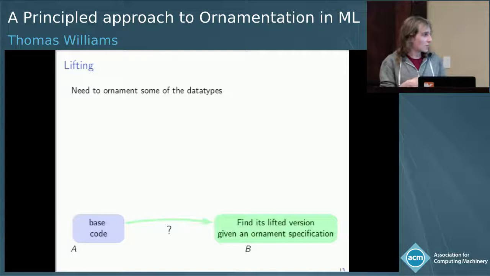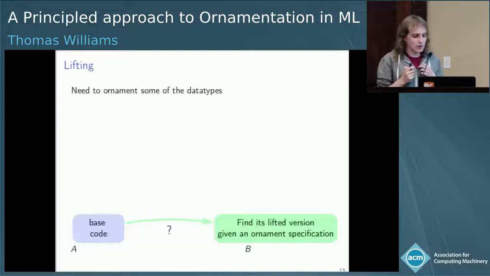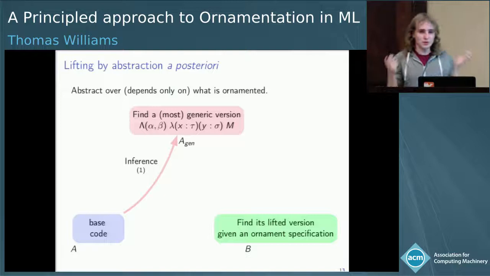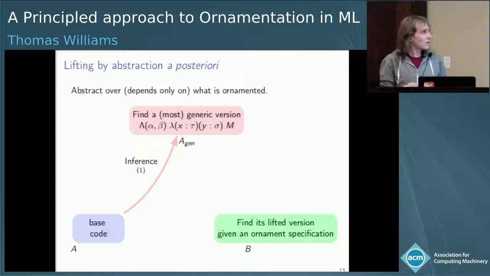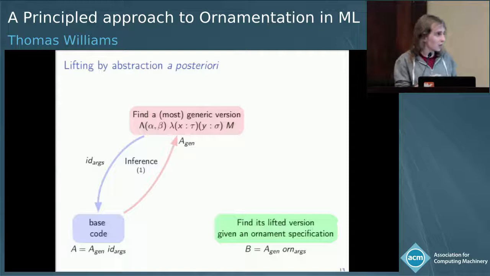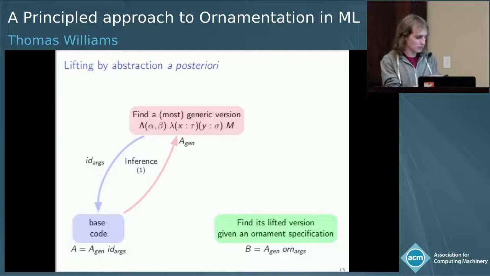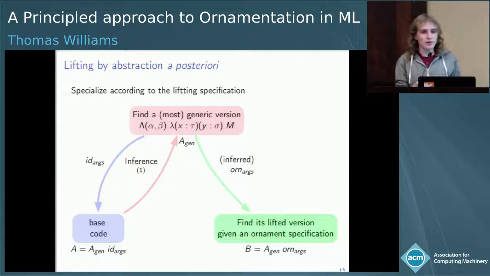So what we'll start by doing, because this looks like a good process that we would want to use, is that we will take our starting code and we will generalize it. So we will find the most general version in a way that is independent of the ornament, of the instantiation we will do later. And now we can find an instantiation of this most generic version with identity arguments that give back the base code or something equivalent. And to generate the final code, we can just give the right arguments that will be inferred from the signatures given by the user and obtain the lifted version. So that's getting a bit abstract.